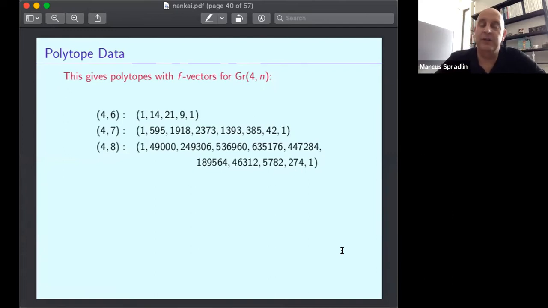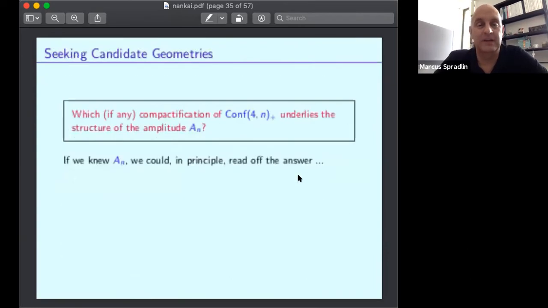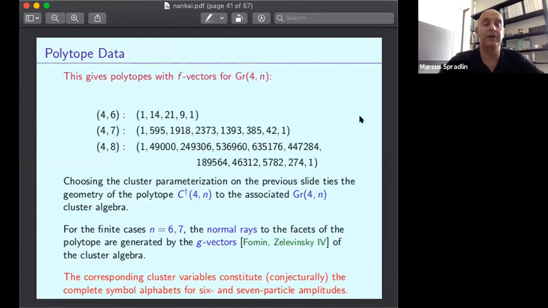Now, when you do that, you can compute all the combinatorial data of these polytopes for various values of n. Here I've drawn the f vectors. So these are the vectors that tell you the number of faces of various dimension. The first one here, 14, 21, 9, we've already seen. This polytope has 14 vertices, 21 edges, and 9 faces. Okay, you can do a similar construction for 4, 7, 4, 8, and also now 4, 9 in later work.